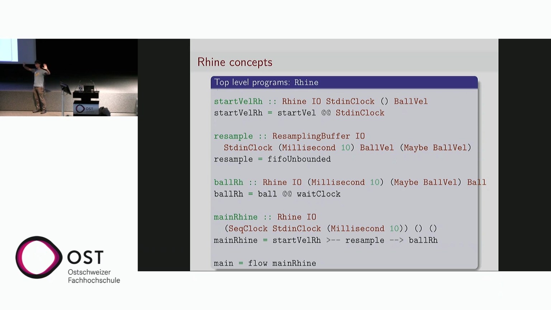So at the end, when you build your Rhine program, you have a big signal graph where you have lots of different components, and they're not activated all at the same time. All of them are activated at different times depending on which clock they are on. Makes more sense?